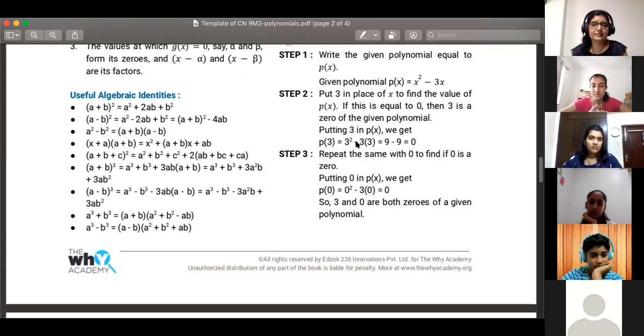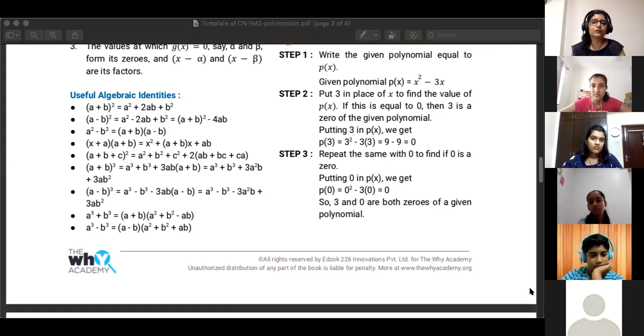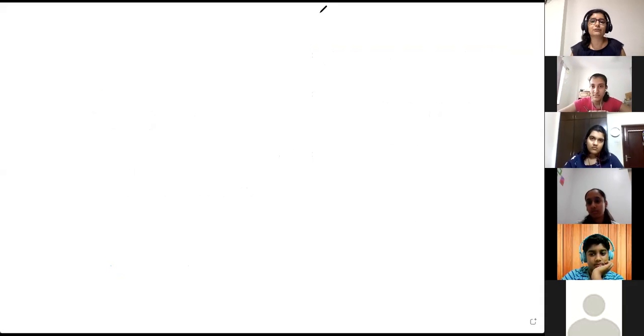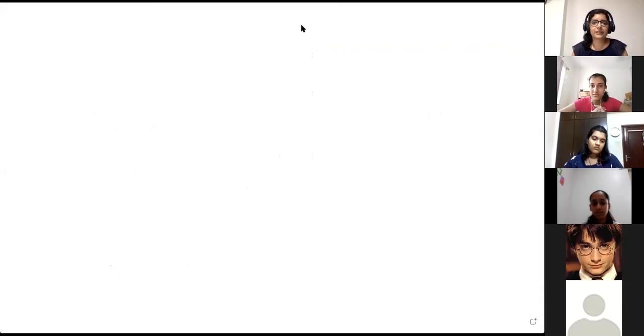After 20 minutes, you're going to feel like, oh, this is all very, very easy. You won't feel any difficulty at all. All right, let's revise all the identities. So the first one was a plus b whole square.